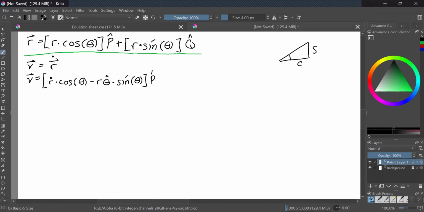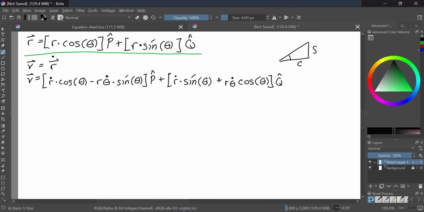That is in the p hat direction. Awesome. Now we do the same thing in the q hat direction. r dot times the sine of theta. And then I know it's going to be r theta dot, but at the beginning, so we have sine increasing. So that will be a plus cosine of theta in the q direction. All right, awesome.